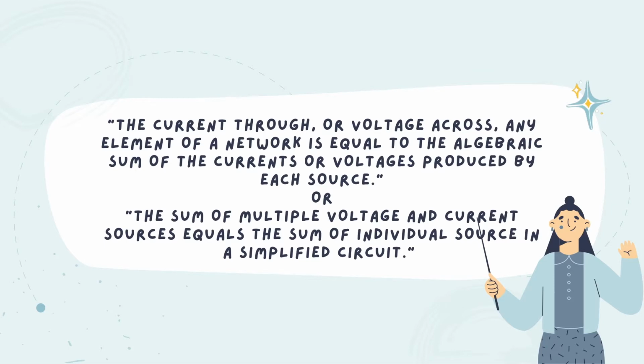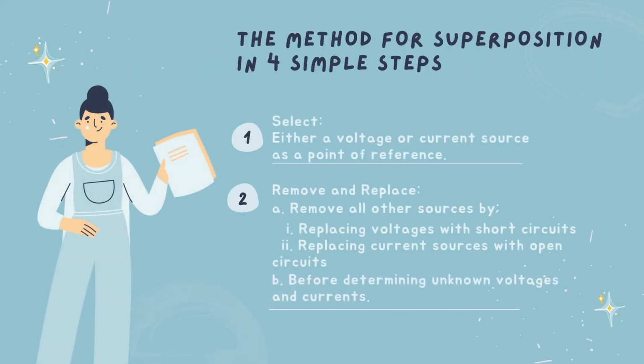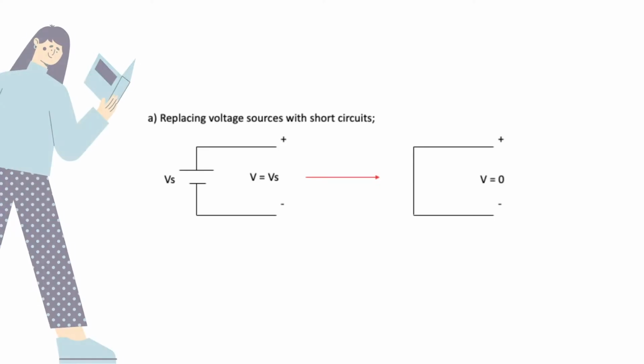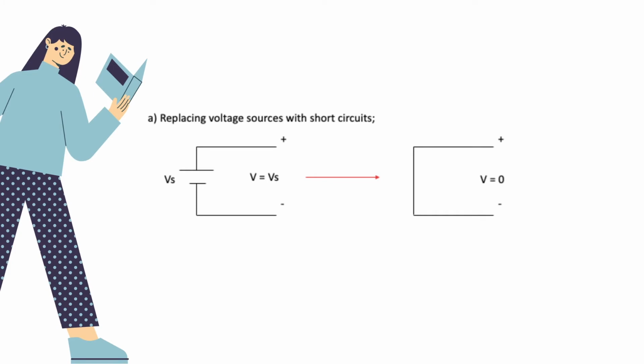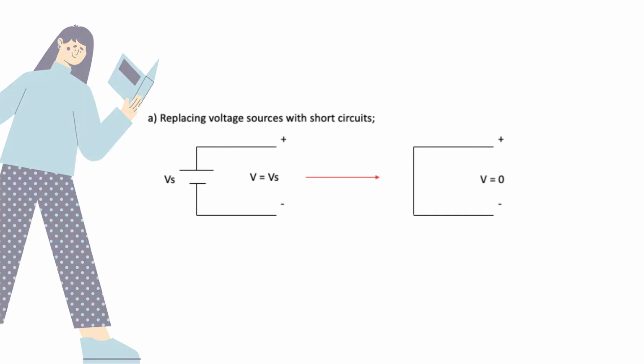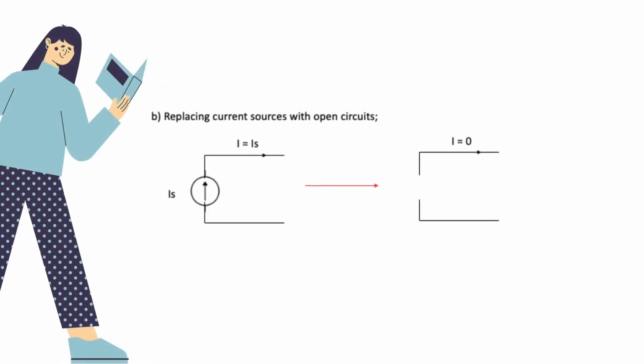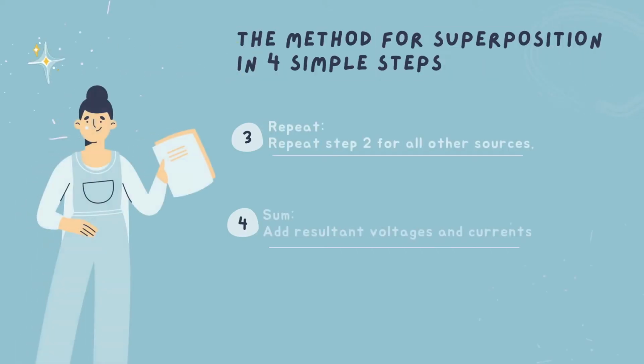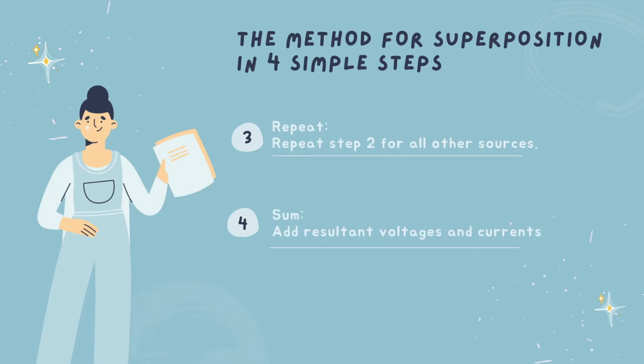The method for superposition can be broken down into 4 steps. 1. Select. Select either a voltage or current source as a point of reference. 2. Remove and replace. Remove all other sources by replacing voltage sources with short circuits and replacing current sources with open circuits before determining unknown voltages and currents. 3. Repeat. Repeat step 2 for all other sources. 4. Sum. Add resultant voltages and currents to determine the unknown.